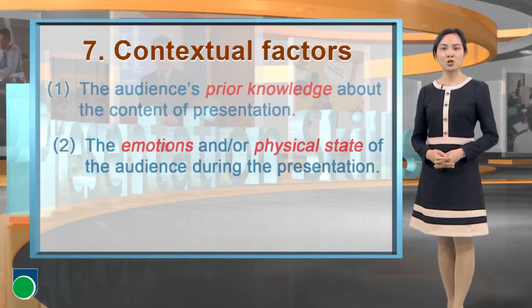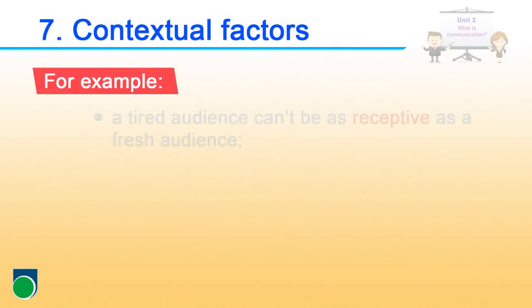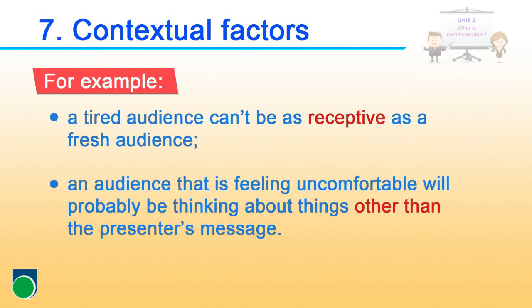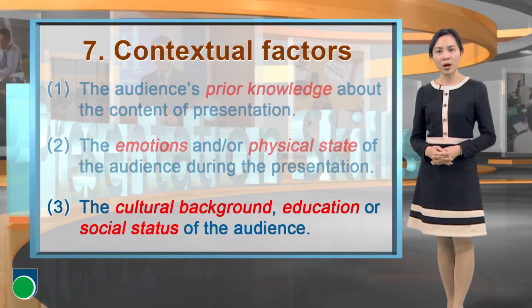The second contextual factor is the emotions or physical state of the audience during the presentation. A tired audience can't be as receptive as a fresh audience. An audience that is feeling uncomfortable will probably be thinking about things other than the presenter's message. The last contextual factor is the cultural background, education, or social status of the audience.